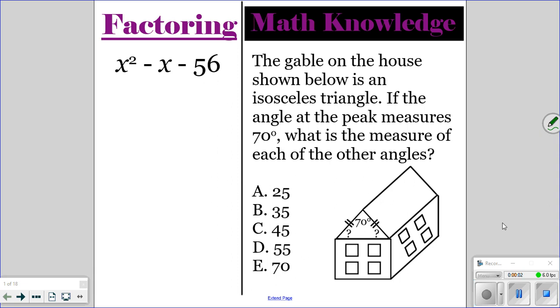All right, so y'all go ahead and do the factoring and the math knowledge question for today. Pause the video, and then once everyone is finished, you can unpause the video and I'll go over the correct answers. So for the factoring, you should have x minus 8 times x plus 7.